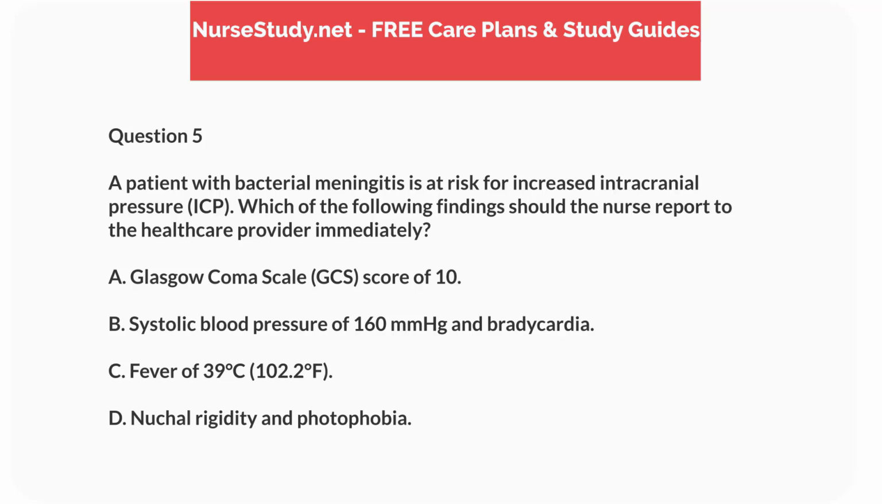Question 5. A patient with bacterial meningitis is at risk for increased intracranial pressure, ICP. Which of the following findings should the nurse report to the healthcare provider immediately? A. Glasgow Coma Scale, GCS, score of 10. B. Systolic blood pressure of 160 mm of mercury and bradycardia. C. Fever of 39 degrees Celsius, 102.2 degrees Fahrenheit. D. Nuchal rigidity and photophobia.